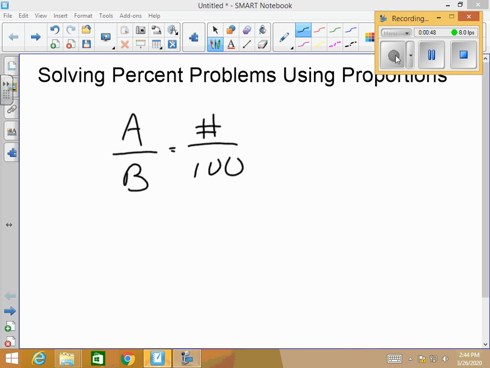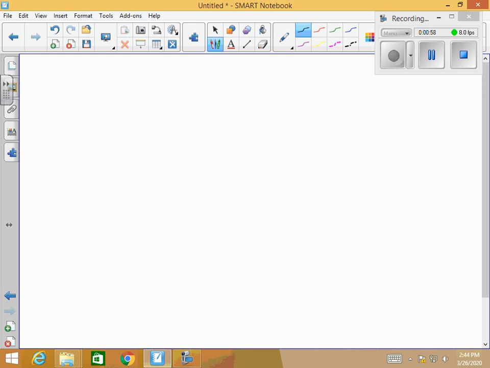Now, this is the same exact thing as using an equation, and I want to demonstrate that to you real quick before we begin. Let's take that formula again and manipulate it a little bit. A over B equals that number over 100. Really, that number over 100 is a percent, so I'm going to change that immediately and say A over B is equal to percent.